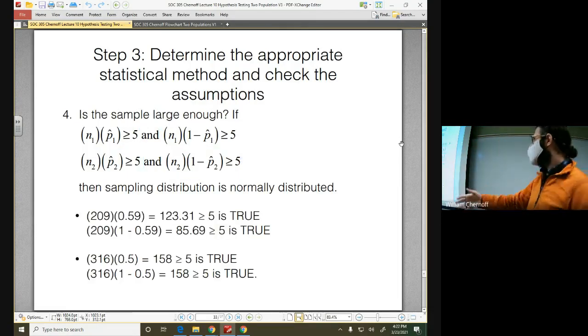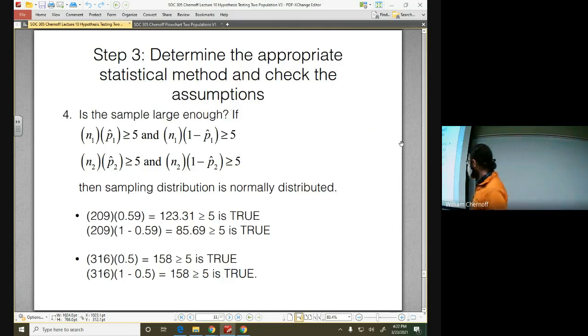In the context of this prison climate survey, what we do is we take our information from our first sample, and we take the sample size, multiply it by the sample proportion. We're going to get a number. If that number is greater than or equal to 5, then this first criteria has been satisfied. We then take that sample size again, multiply by 1 minus 0.59 in this case. Here we get 85.69. So again, our second criteria has been satisfied. Bigger than or equal to 5.